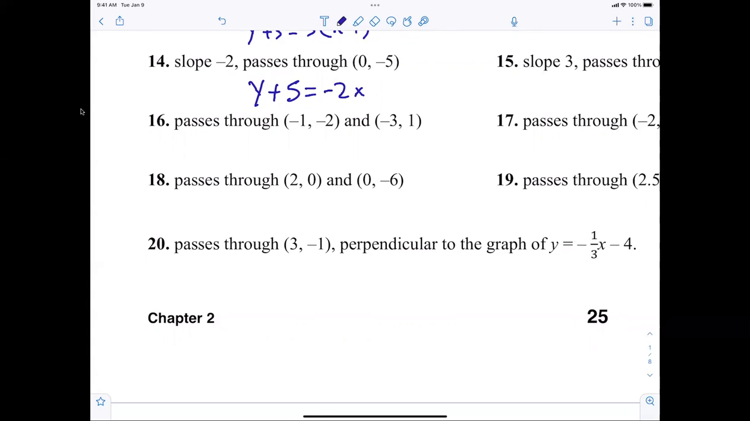Y, let's do the one on the right. Y minus 1 equals -3 over 2 x plus 3. Does anybody else get -3 over 2 as a slope? Double check him now. No, it's positive, isn't it?